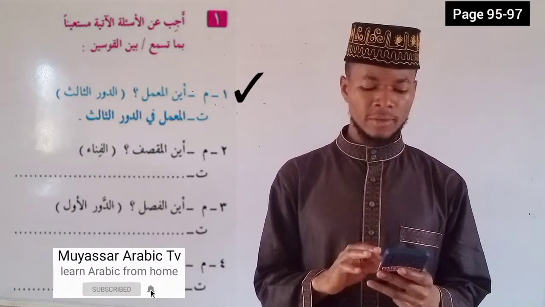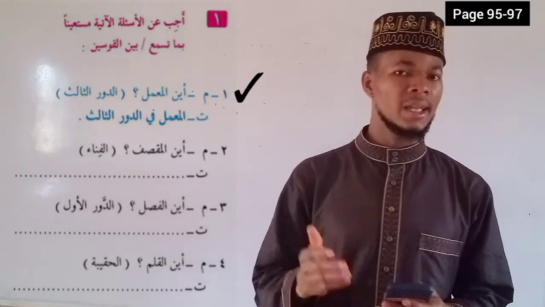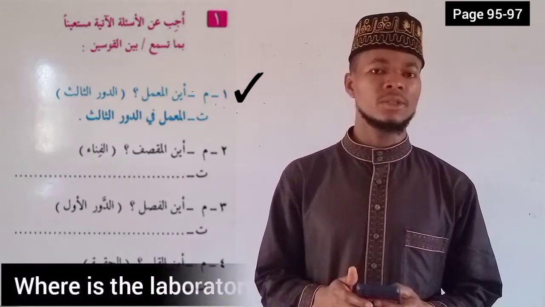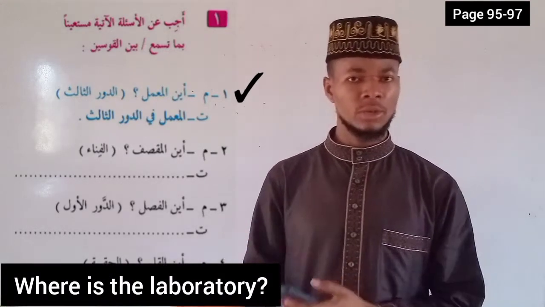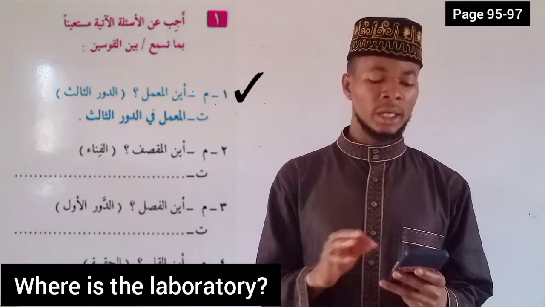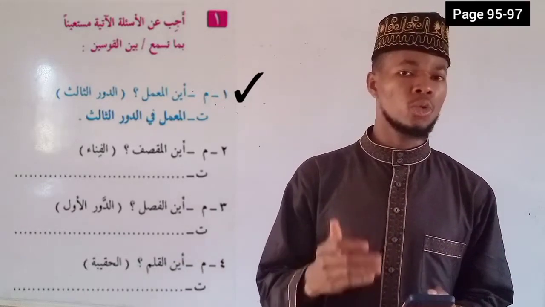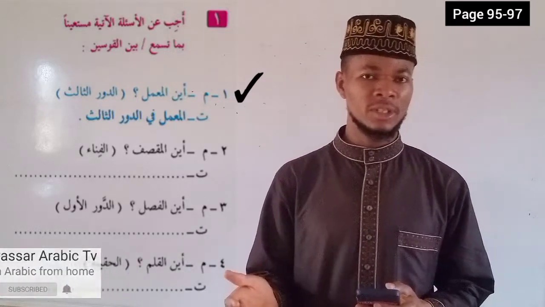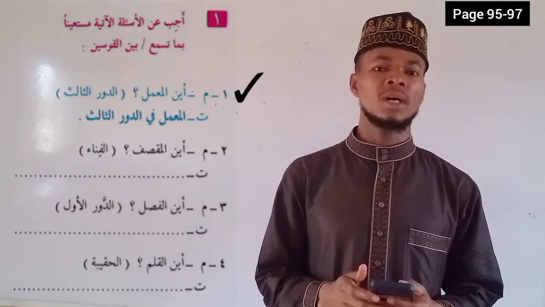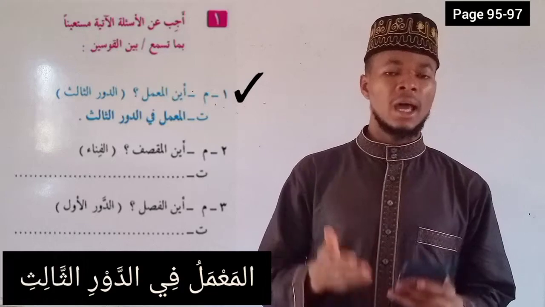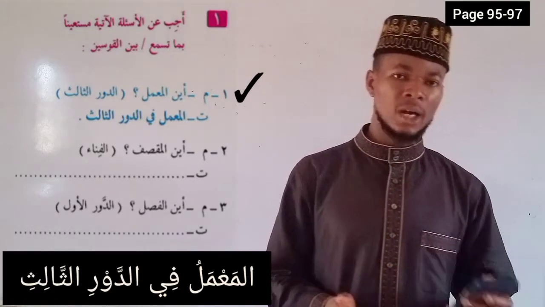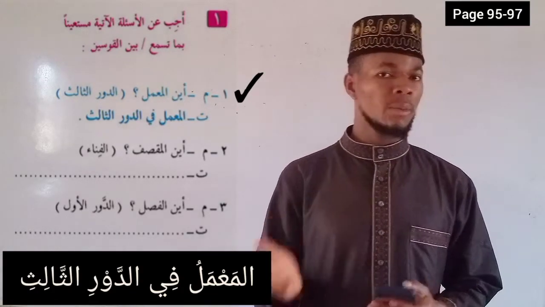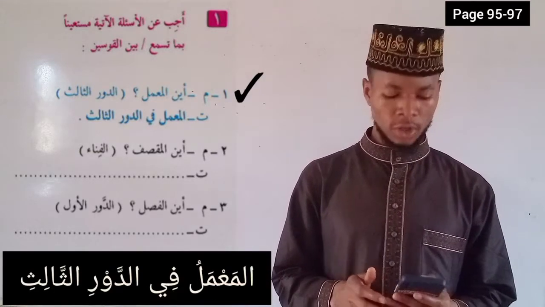So number one, we have the question أين المعمل? That means where is the laboratory? And in the two brackets we have الدور الثالث, the third floor, meaning the laboratory is in the third floor. So now how do we say this? You see المعمل في الدور الثالث, the laboratory is in the third floor.